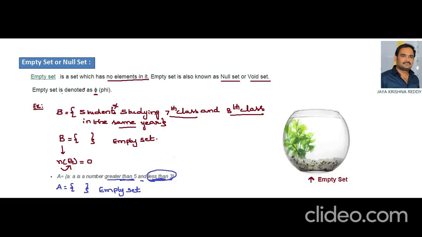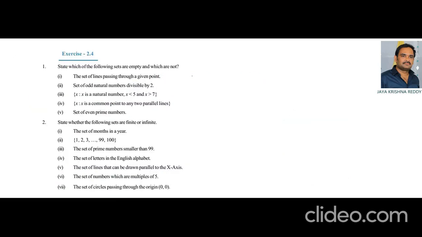And this empty set is denoted as phi, which means an empty set has no elements in it. We can represent it with the symbol phi. We have to read it as phi. Phi means it is an empty set, it has no elements. State which of the following are empty and which are not.